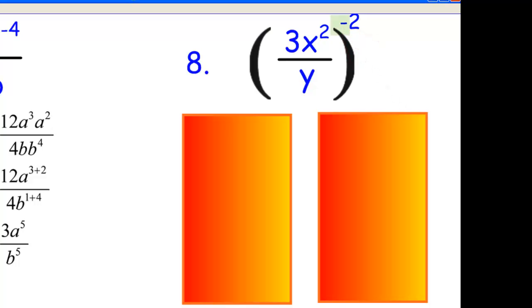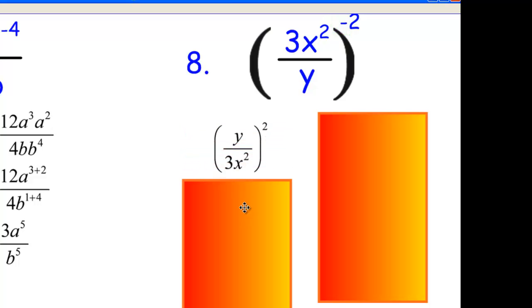If you think about that a negative means to reciprocate, I can make this negative 2 into a positive 2 power by reciprocating the fraction. So I can rewrite this as the reciprocal of 3x squared over y as y in the numerator over 3x squared, and then have it raised to the second power. So I took care of the negative exponent.